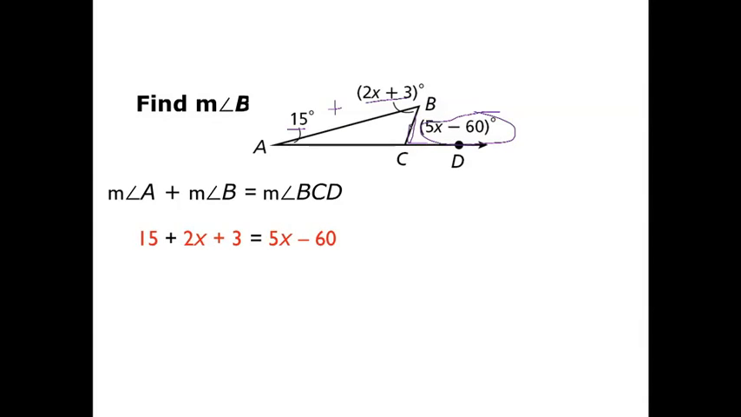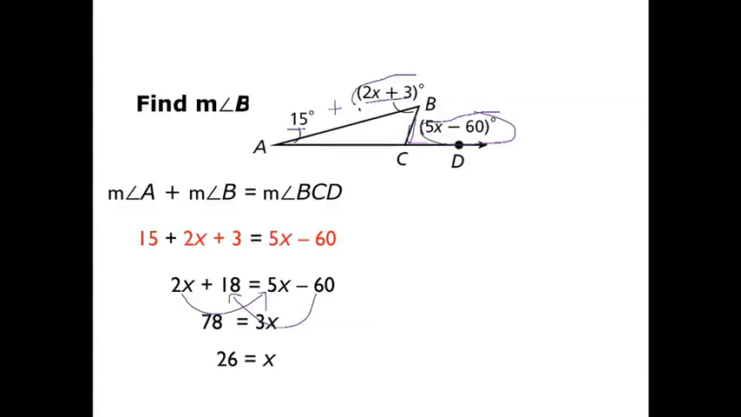Plugging those pieces in, you see what I get. A little simplification. I have 2x plus 18 equals 5x minus 60. I'll take the smaller x over by subtracting 2x from both sides, which means I'll then have to add 60 to the 18. So I've got 3x equals 78. Dividing by 3, x is 26. Now I was asked to find the measure of angle B, so I'm going to have to plug back in to 2x plus 3 with 26 degrees for x. So I end up with 55 degrees for the measure of angle B. You can pause the video if you need to.